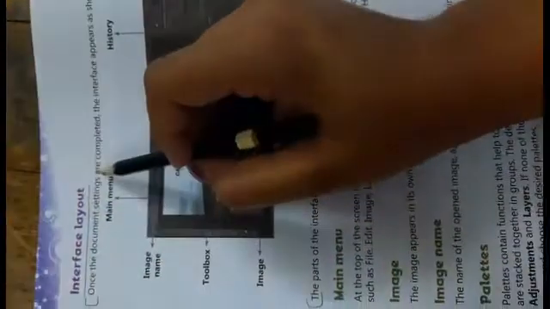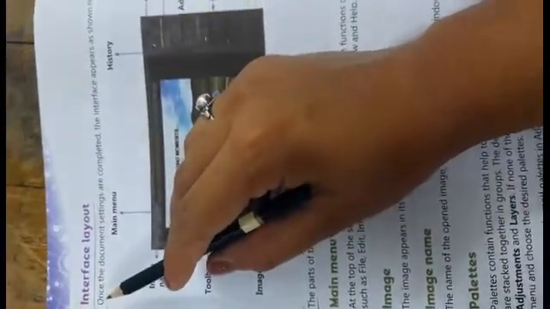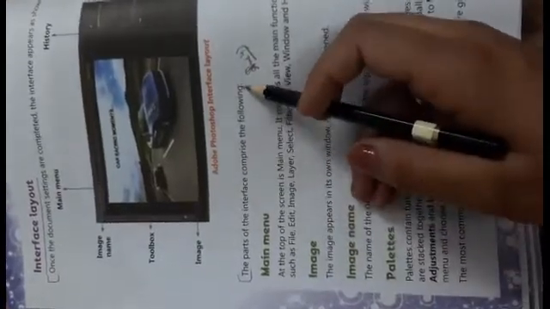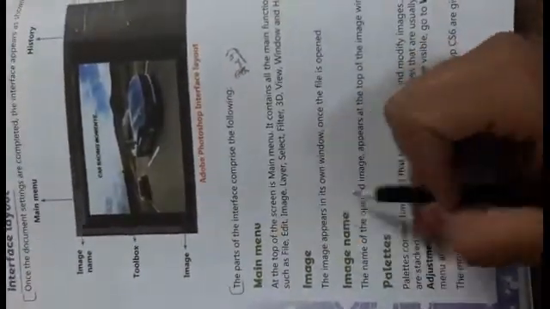Okay children, now answer number 4. Explain the functions of the components of the Photoshop interface layout on page number 32, 33 and 34. Open page number 32. It is interface layout. Once the document settings are completed, the interface appears as shown below. You have to write the answer from here. The parts of the interface comprise the following. Okay children, that is main menu. You have to write the heading also and the descriptions also.